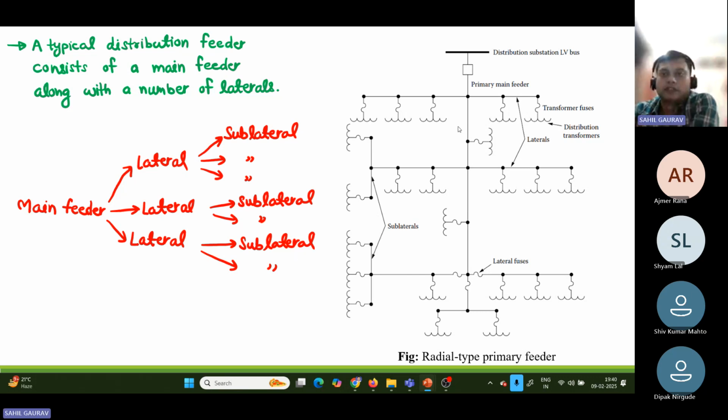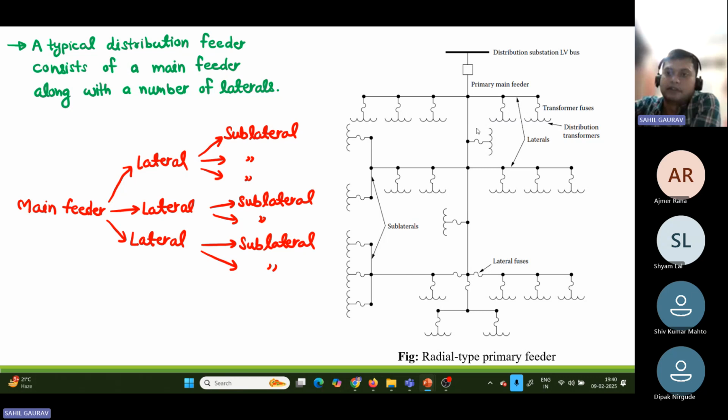So from this figure, you can clearly understand what we call the main feeder, and what we call laterals or sublaterals. Here we can see the distribution substation LV bus, and from there, this is the circuit breaker. And from this primary main feeder, these laterals are coming out. So these are laterals, and this is a fuse.